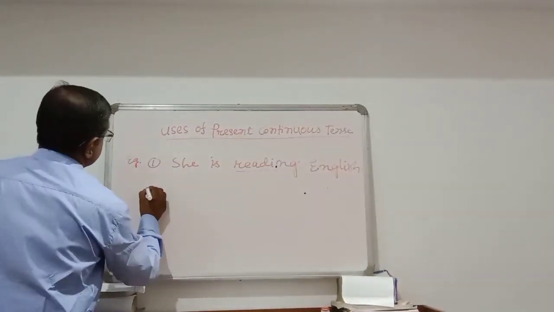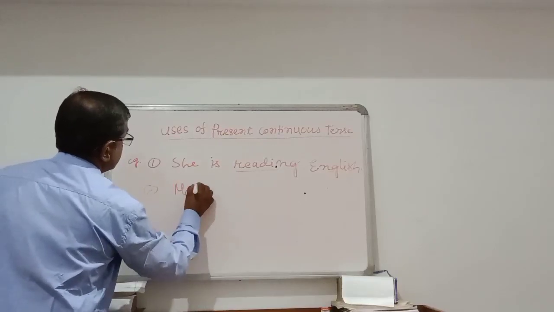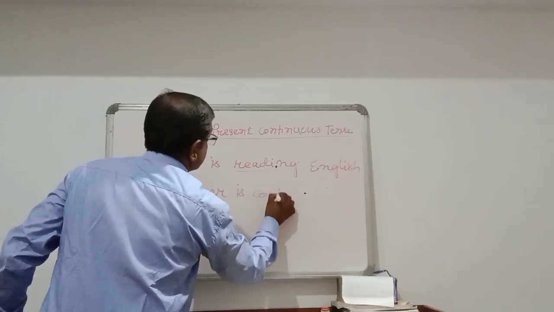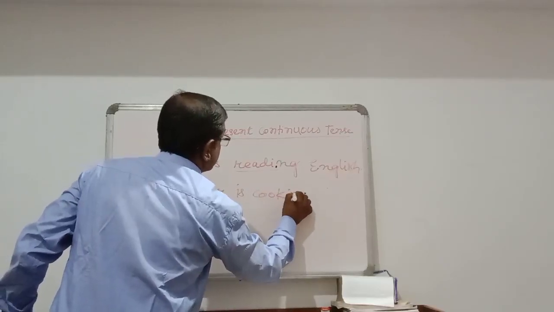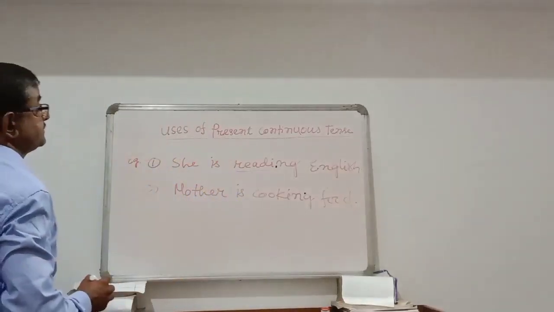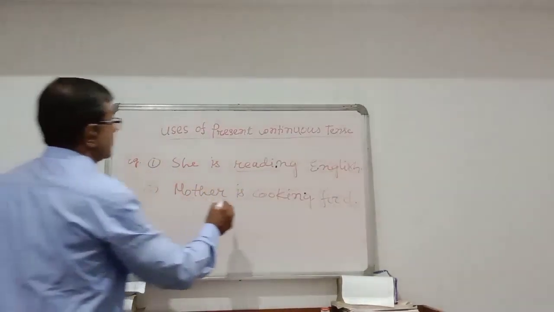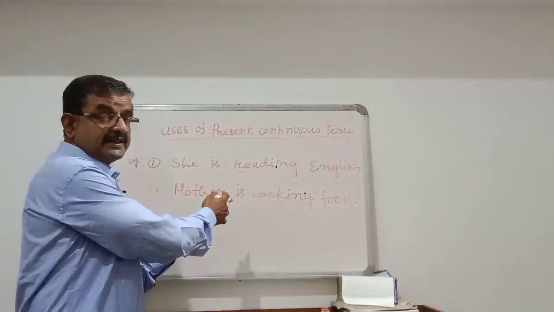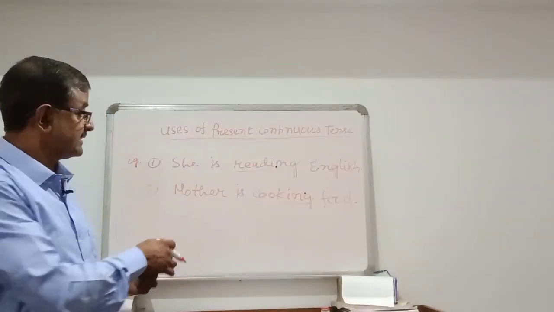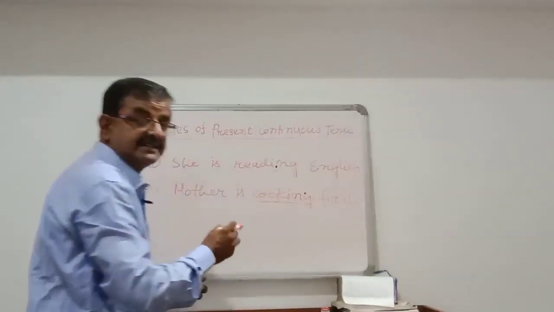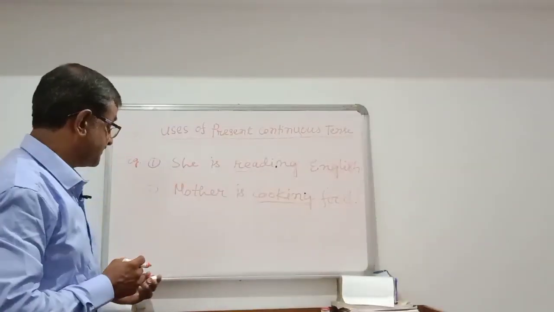And another example you see, mother is cooking food. Mother is cooking food. The action of the verb cook is incomplete. That means it is still going on. Hence the verb cook here is in the present continuous tense.